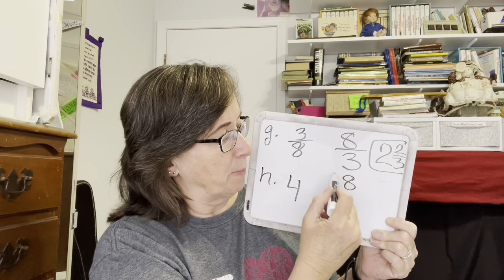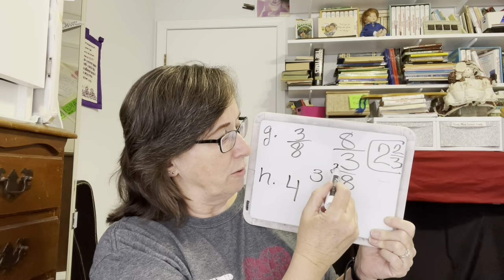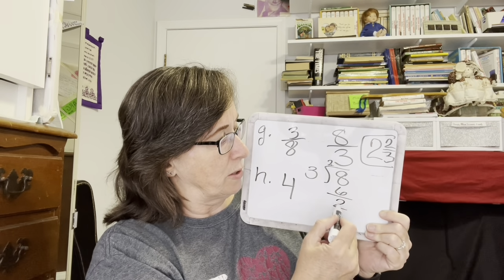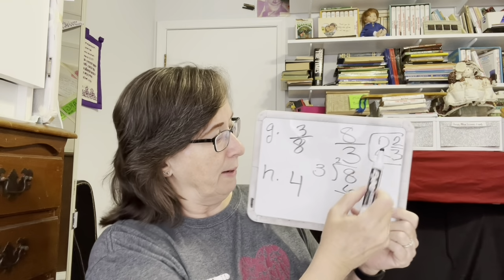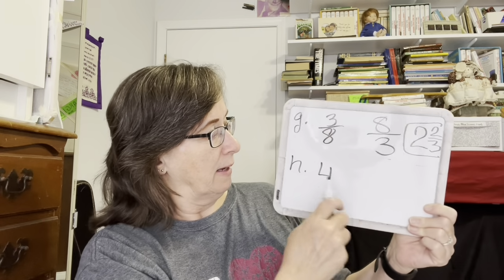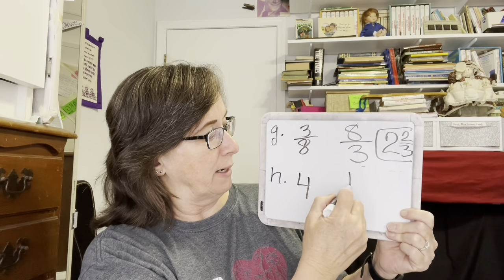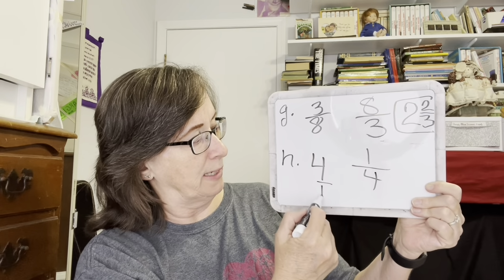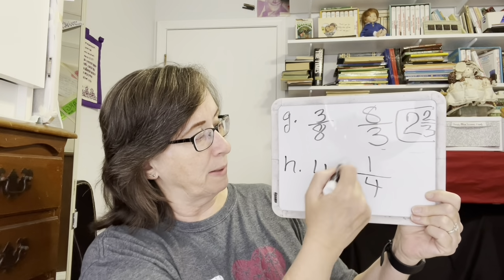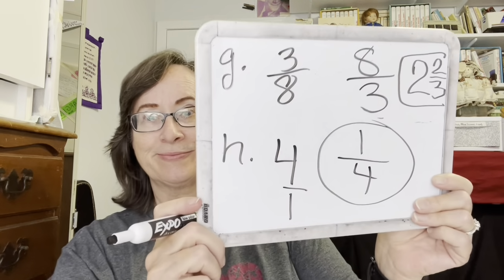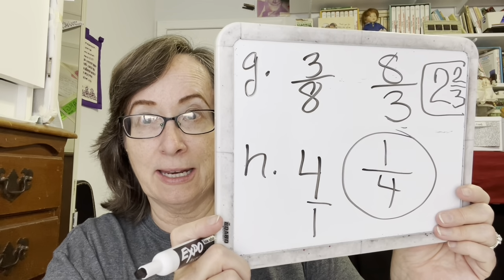8 divided by 3 goes 2. 2 times 3 is 6. 8 minus 6 is 2. 2/3. Okay, so we'll get rid of that. And the reciprocal of 4 is 1/4, because even though that's a whole number, it is 4 over 1. I flip it over and it becomes 1/4. That is G and H for you.